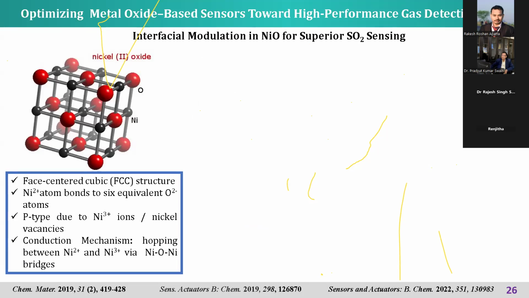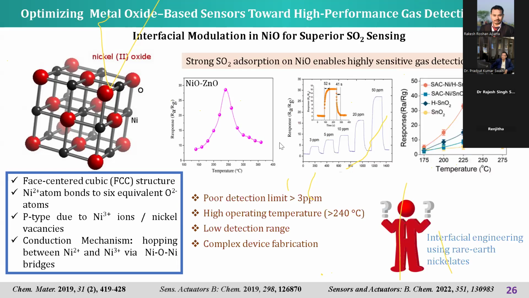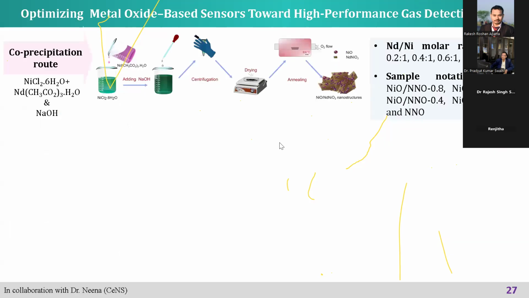So the two materials we have considered are nickel oxide and neodymium-doped nickel oxide, NiO and Nd-NiO3. This is the compound we have considered for this study. This compound has an FCC structure and shows p-type semiconductor nature.